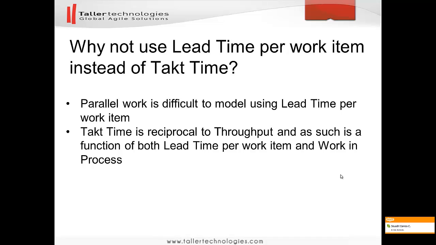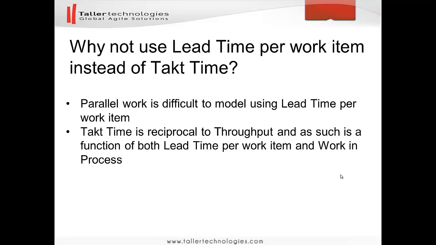So here is a question that may arise: why not use the lead time per work item instead of takt time for predicting delivery time for a new project? It is because parallel work is difficult to model using only lead time per work item. Imagine the delivery system has 3 developers and they schedule their work as they see fit. At times they may work on 3 work items in parallel. At times the team may work on a single work item.